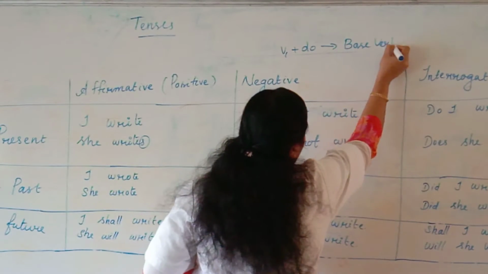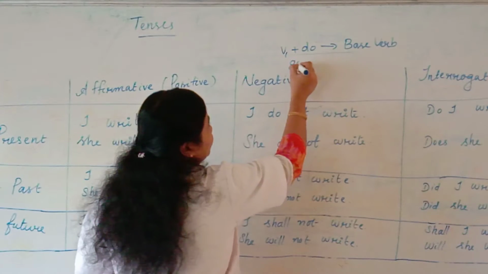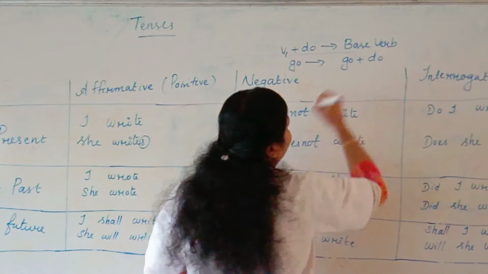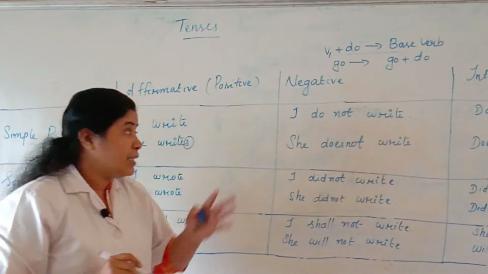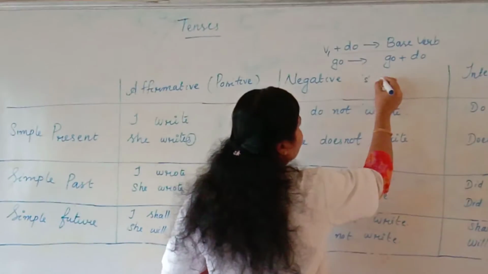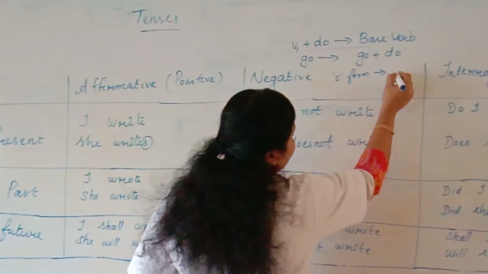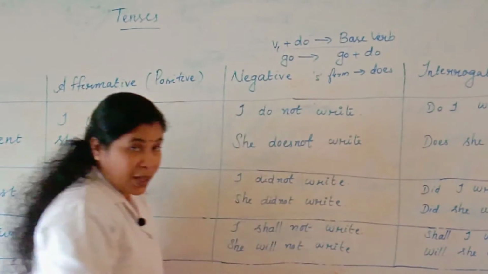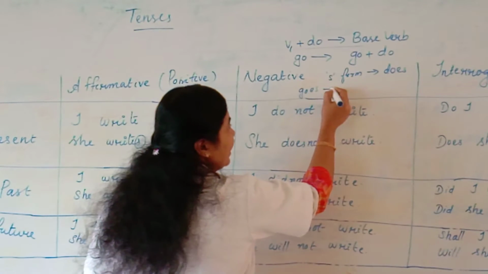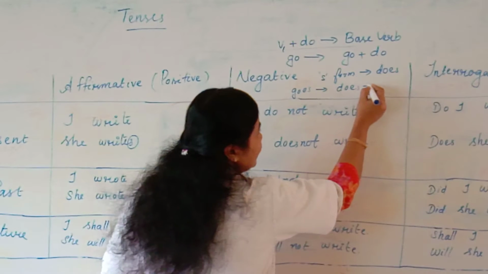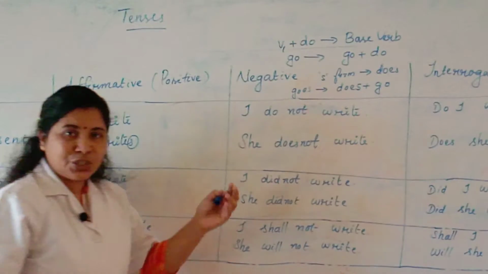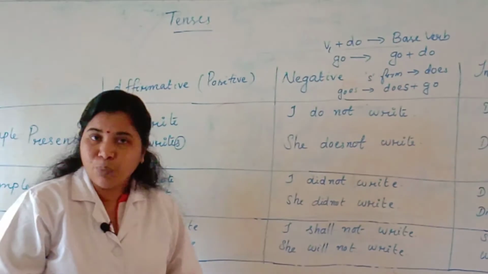Okay? For example, you can write go. Whenever we are splitting go, we can write go plus do. Understand? And it is very easy how does comes. Does is the S form. The S form transforms to does. Does plus the base verb. And if here it is goes, then does plus go. Does plus go or go plus does. Understand? So this is the splitting of base verbs.